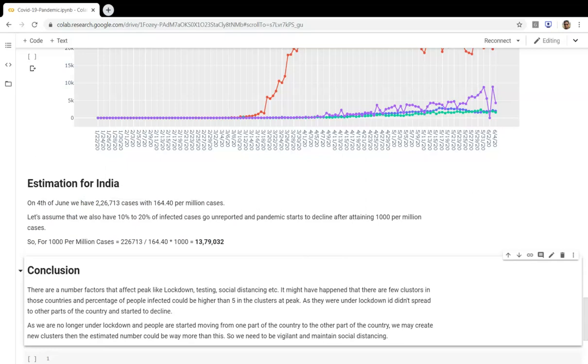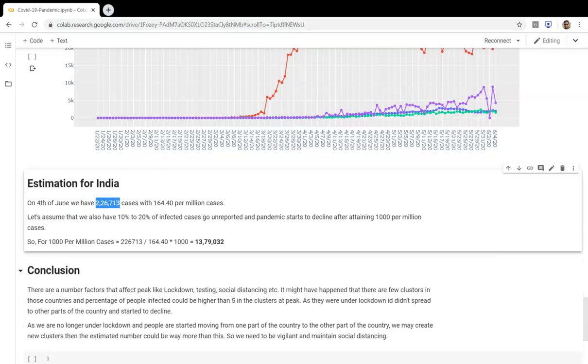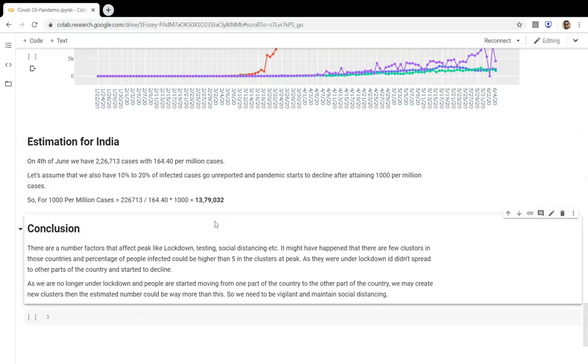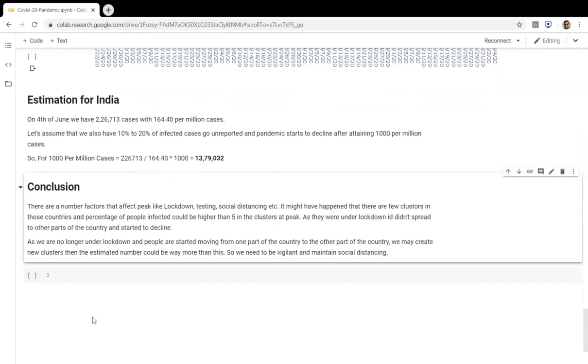So on 4th of June, we have 2,26,000, which is 164 per million cases. Okay, so to reach 1,000 per million cases, when we divide 2,26,000 by 164 and multiply by 1,000, we have 13 lakh people who need to be infected when it finally starts to decline. It is very close to 14 lakh. Okay, so what is the conclusion here?